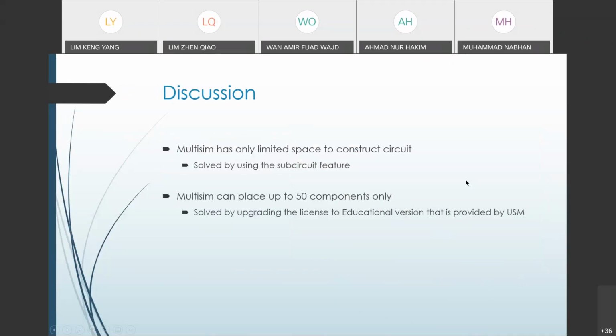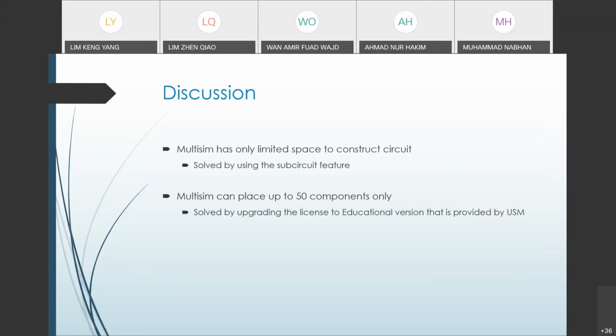So this is basically our circuit. While we were doing this circuit, we faced a lot of problems. The biggest problem is that Multisim has only limited space to construct the circuit, because as you can see, the timer is already a whole page. We solved it by using the sub-circuit feature we discovered ourselves. It saves quite a lot of space actually.